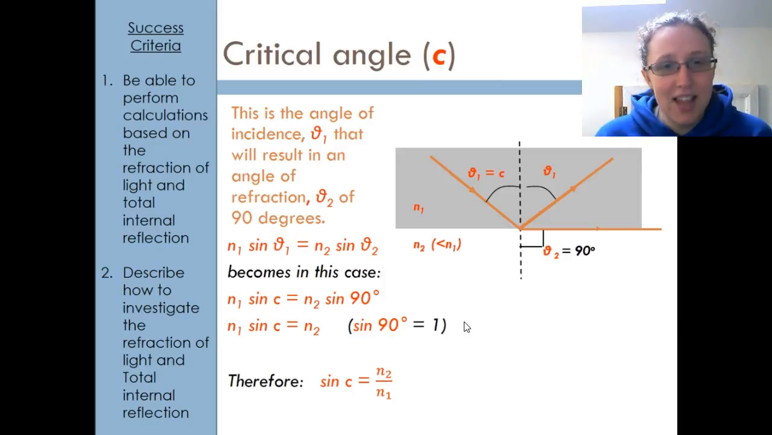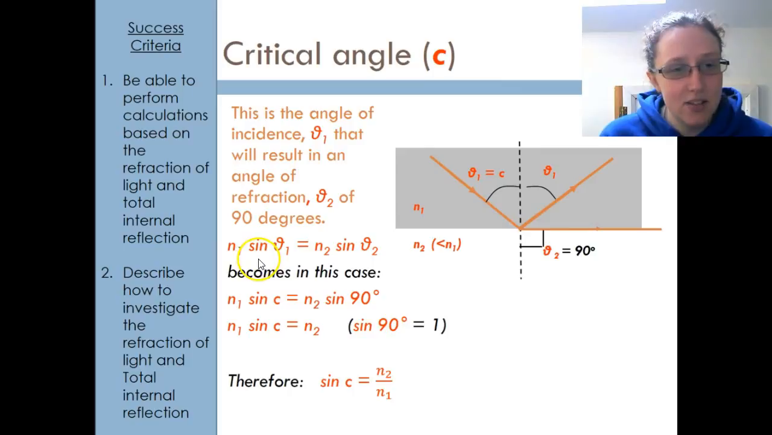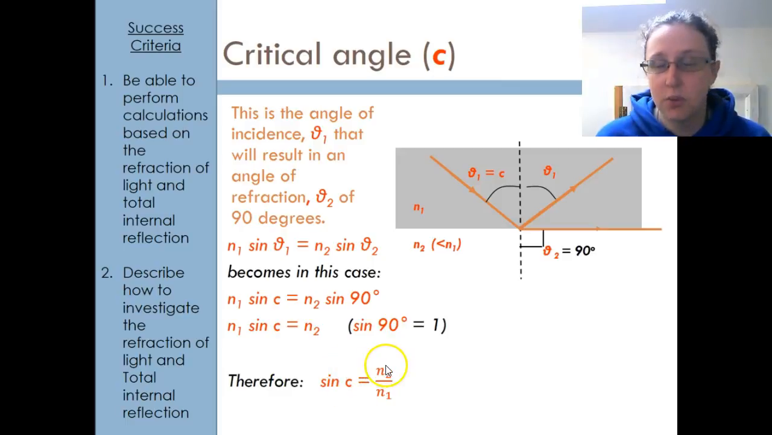The critical angle is the angle at which the light would actually be refracted at 90 degrees. So it would give me an angle of refraction of 90 degrees. So if I used n1 sine theta 1 equals n2 sine theta 2, that would give me n1 times sine of this critical angle is equal to n2 times sine of 90. Now sine of 90 is equal to 1, so that gives me n1 times sine c equals n2. So sine c equals n2 over n1. So basically, that's where it all comes from.